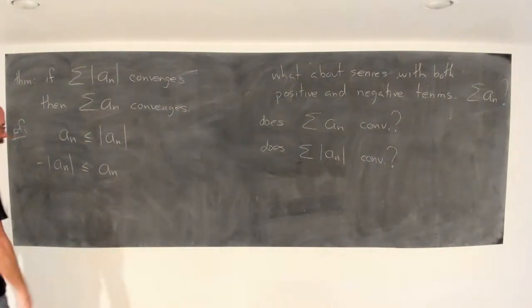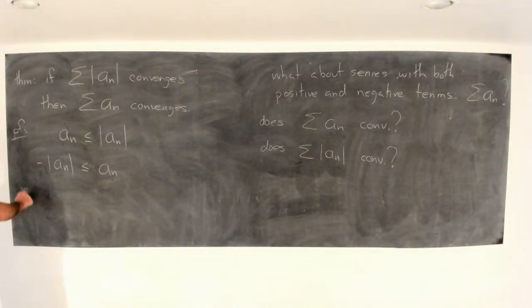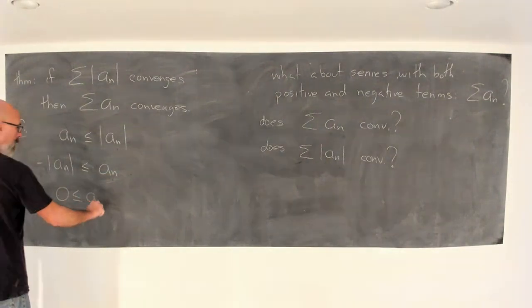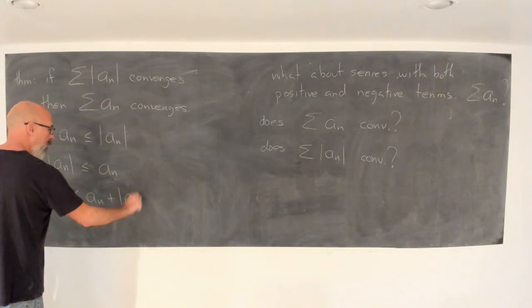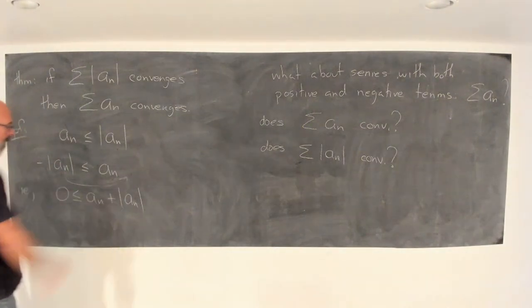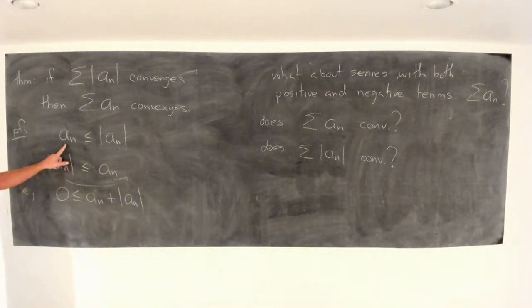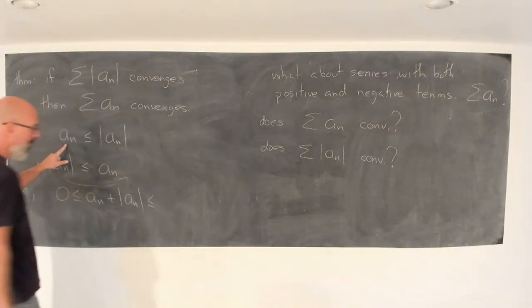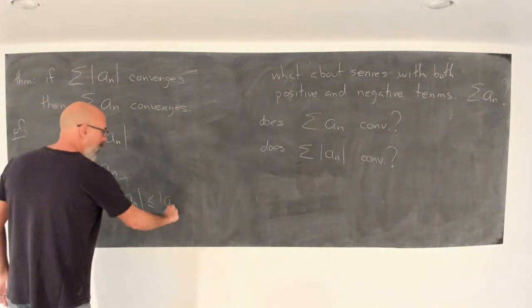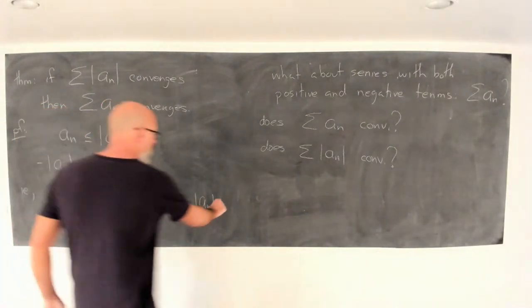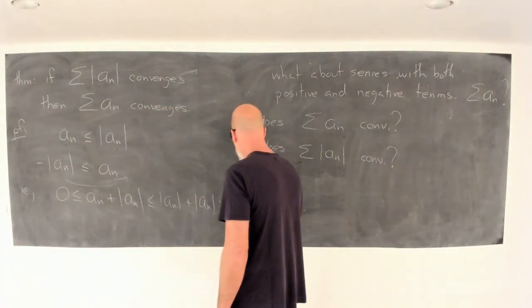And let's bring this to the other side. So if you bring this to the other side, you get an plus the absolute value of an is bigger than zero. Right, bring that over. And now, replace this an with the absolute value. So this is going to be less than or equal to the absolute value of an plus the absolute value of an, which is twice the absolute value.